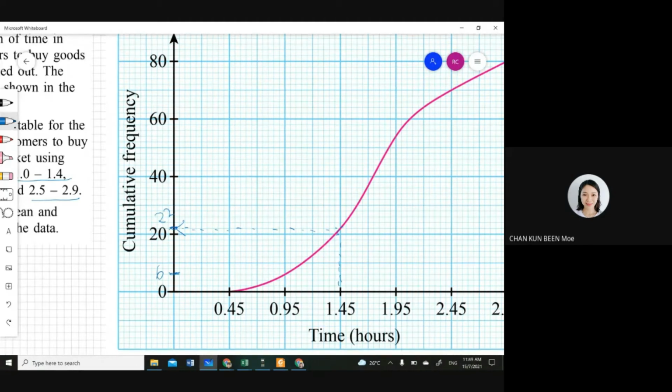Okay, the next class right now will be 1.95. This is the third class. So you move it up. You can see from here, and then move it to the left. The reading for this one is 50. How much is this?